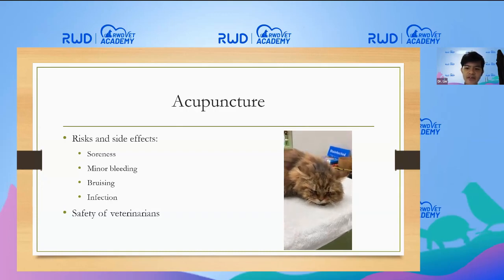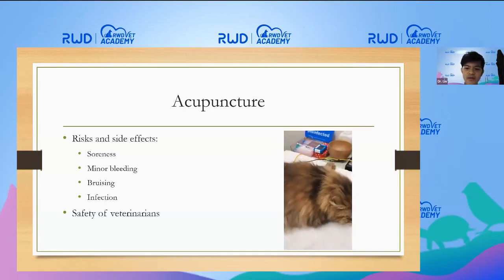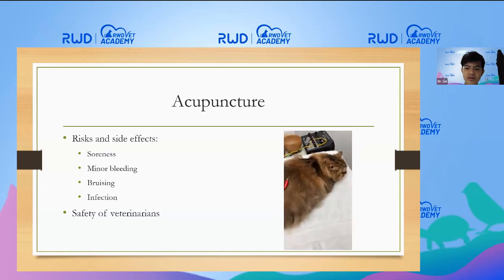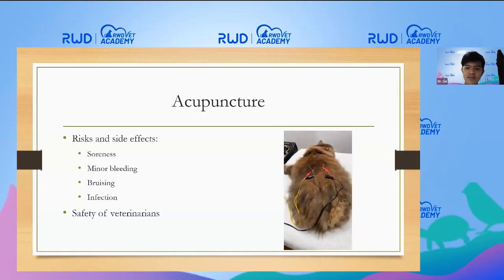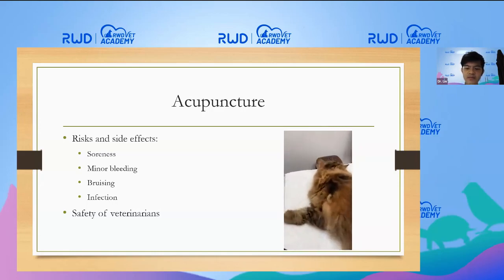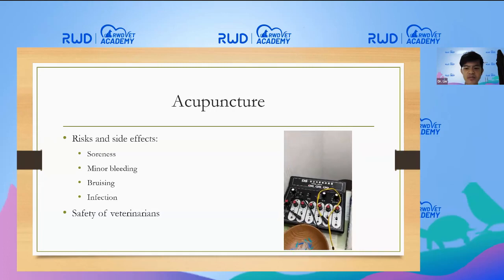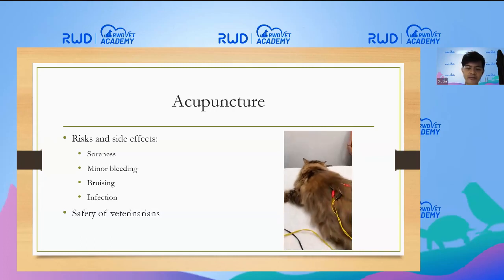The cat in the video has a very stable temperament. Even with nearly 20 needles inserted into its body and added electrical stimulation, it remains unfazed. In my own experience, only about 20% of cats can be so obedient during acupuncture.